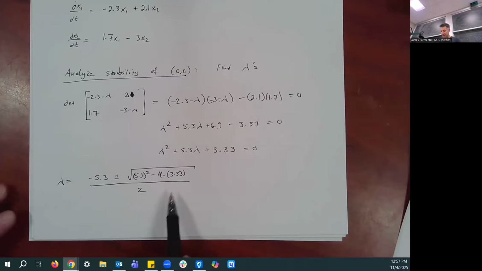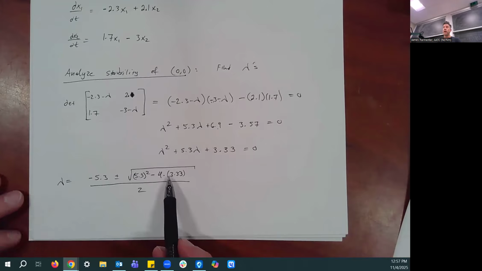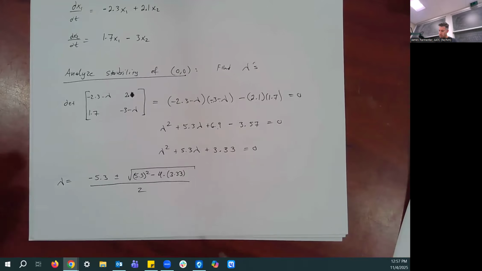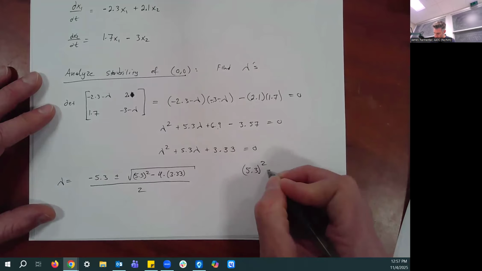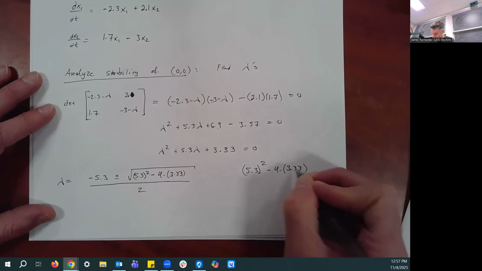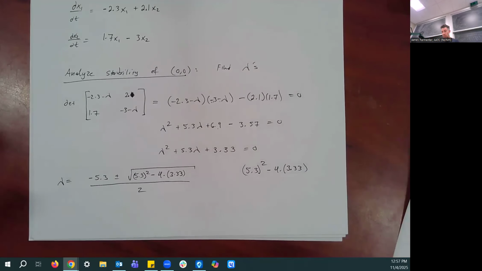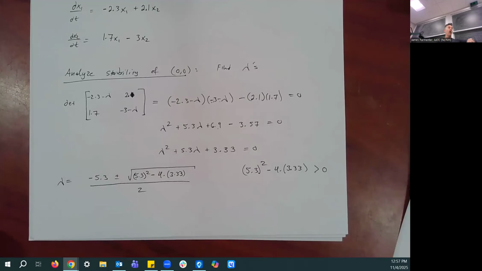Question 1, is my discriminant positive or negative? So what's going on with 5.3 squared minus 4 times 3.33? Without using a calculator, I think we can easily enough see that that's going to be positive. 5.3 squared is bigger than 25. 4 times 3.33 is like 13-ish. 25 minus 13 is for sure positive, which means our eigenvalues are real.